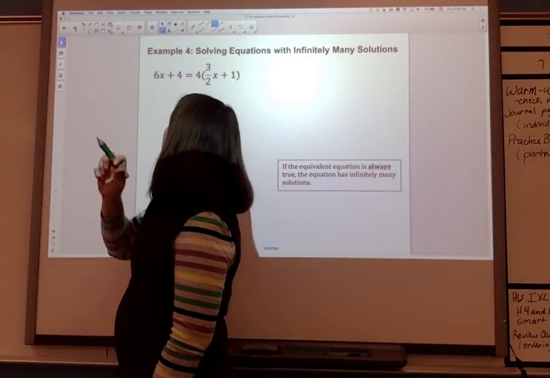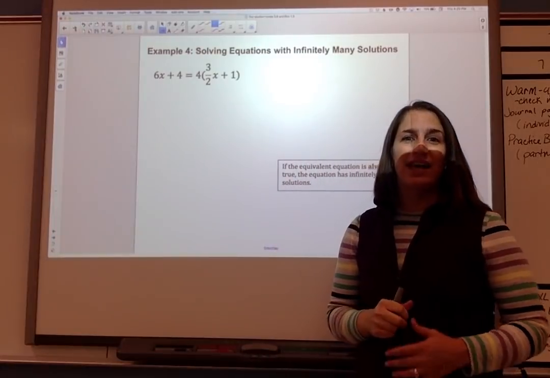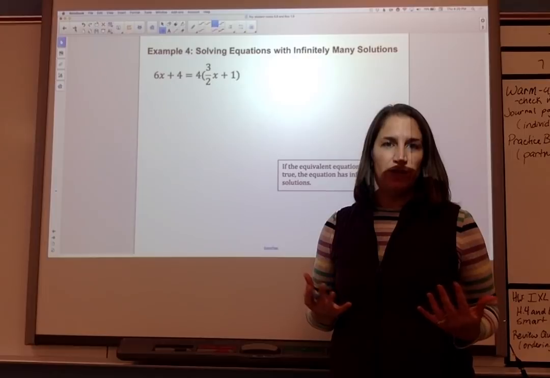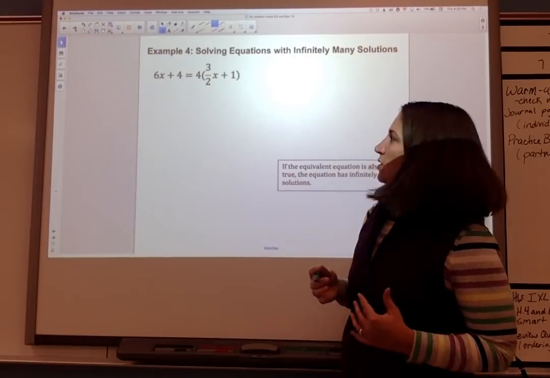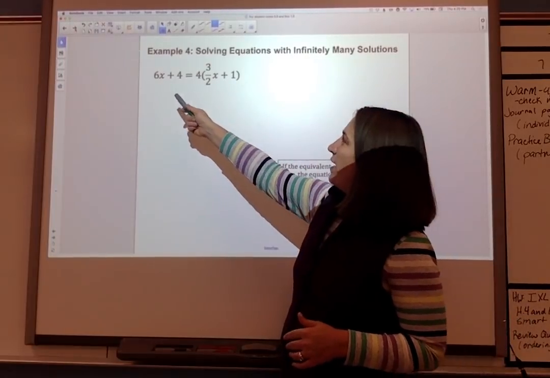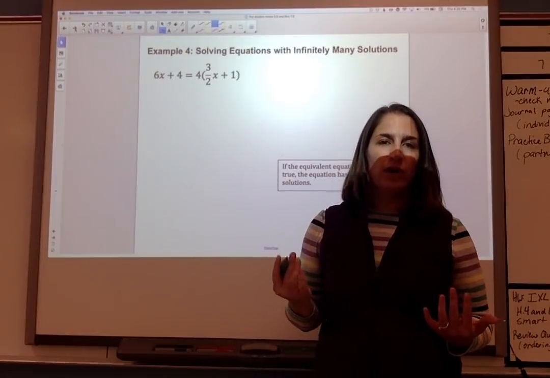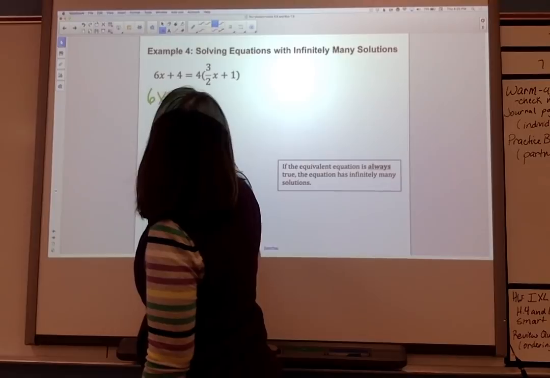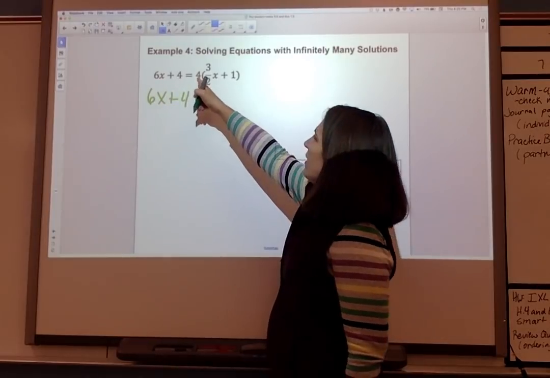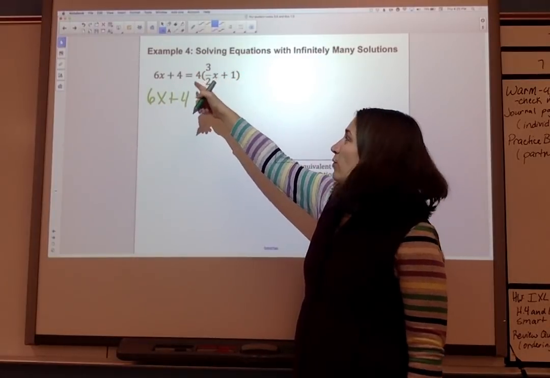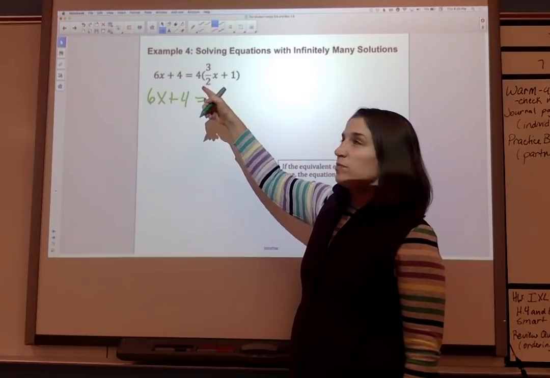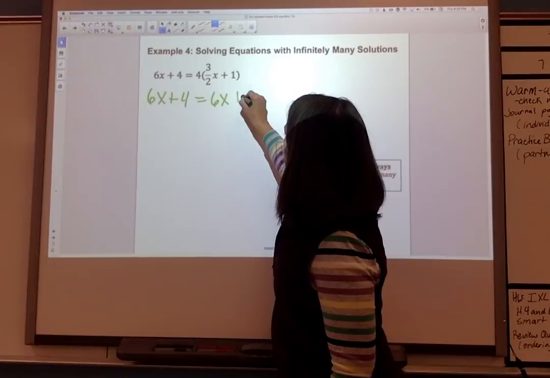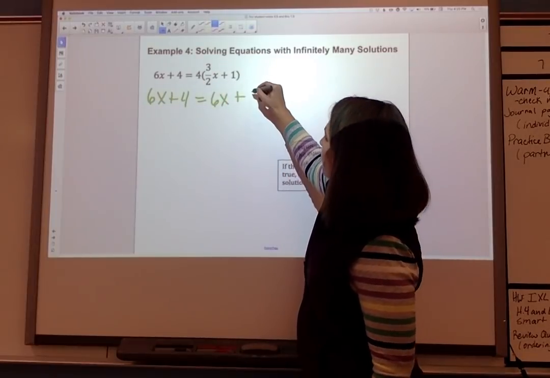On the other hand, sometimes you're going to see equations that have infinitely many solutions. In other words, it doesn't matter what you put in for x, it's always going to be true. So let's try this. We have x on both sides of the equation, but we also need to distribute. So we'll rewrite this 6x plus 4. And then 4 times 3 halves x, that would be 12 over 2, or 6x, plus 4 times 1.